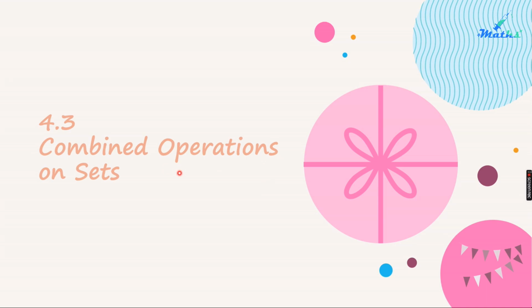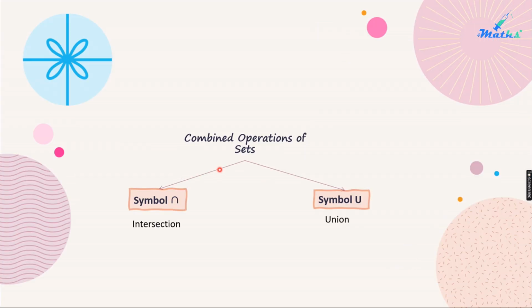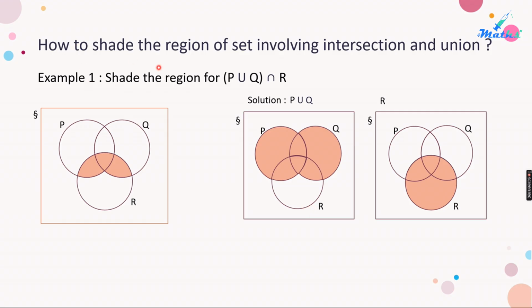Next is combine operation on set. Combine operation on set is using symbol intersection and symbol union. How to check the region of set involving intersection and union? Example 1. Check the region for bracket P union Q, and R. First, we're doing the bracket first.